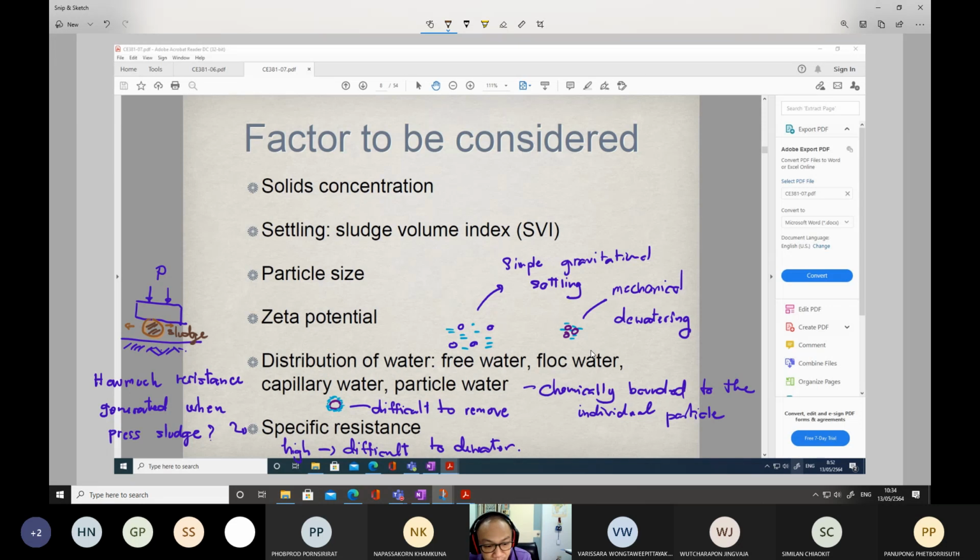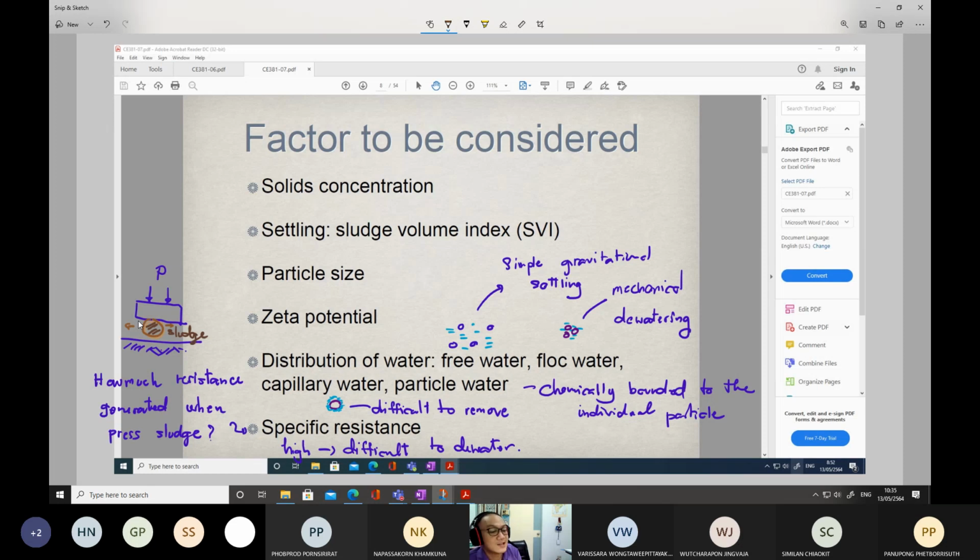The last one is the specific resistance. So what is the definition of the specific resistance? Specific resistance is the value describing how much resistance is generated when the sludge is pressed. Like I show you in this picture, we try to push or press that sludge. So the sludge should actually move, like spread out.